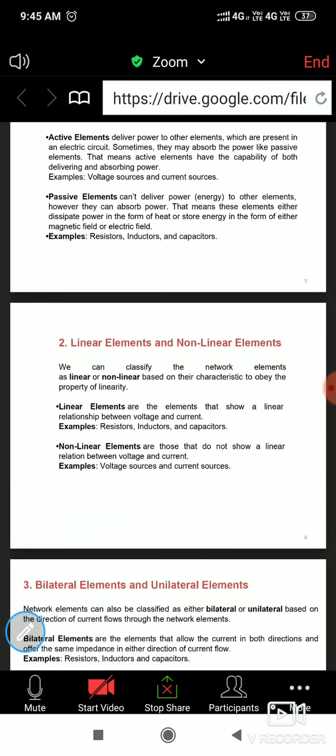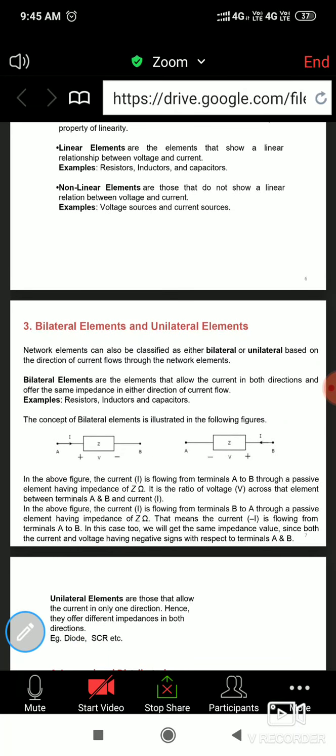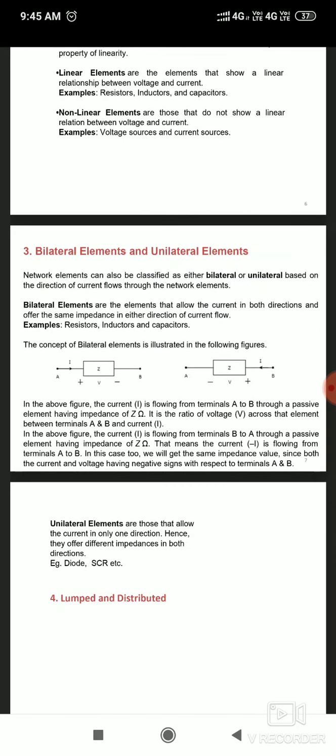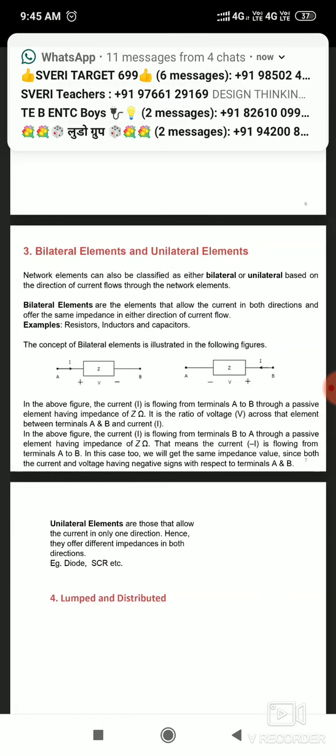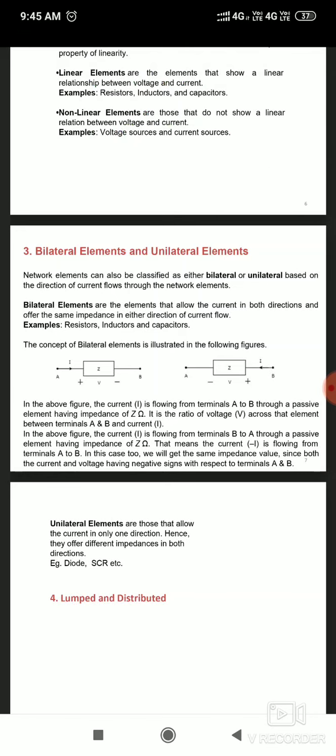Now next one, bilateral and unilateral. Bilateral elements are those which allow the current in both directions, and even though current is flowing in both directions, the response, means voltage across that particular element, will be the same. It is not affected due to the change in direction of current. So resistor example is given below in the diagram. If the direction of current is changed, same voltage will drop, it will never change. Okay, only polarity will get changed, but value remains same, that is V is equal to I into R. Do you understand? So similarly, related to inductor, related to capacitor, same things happen.